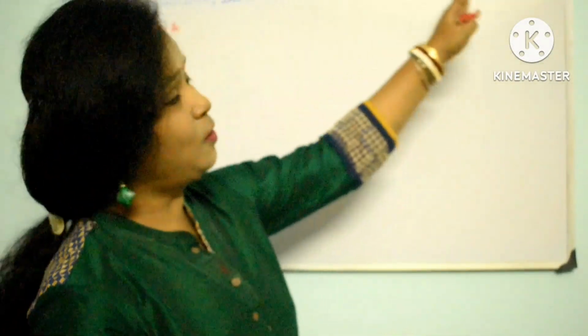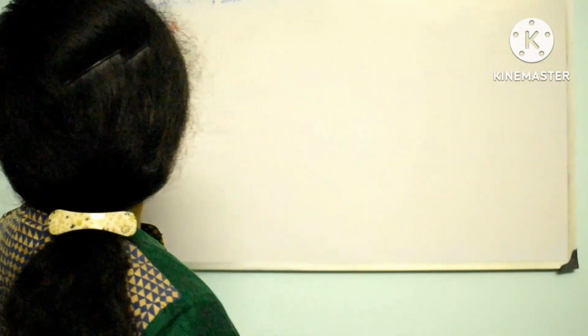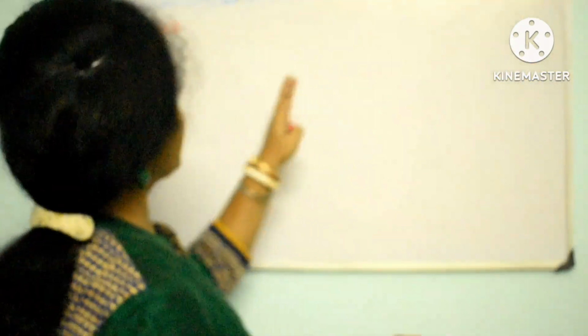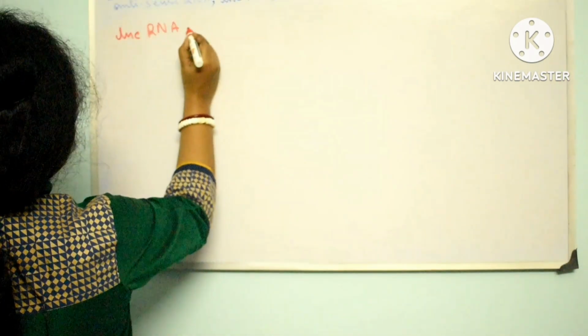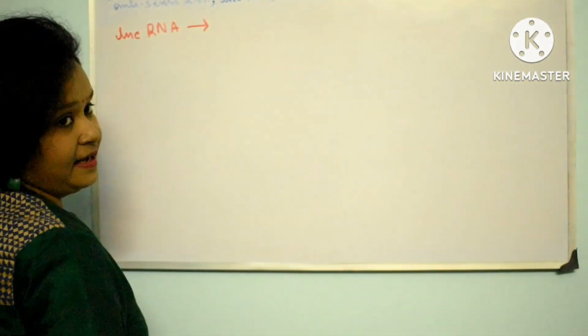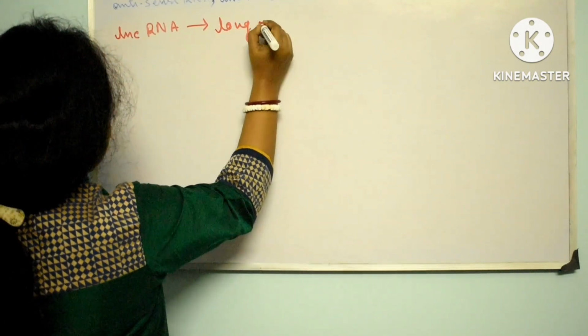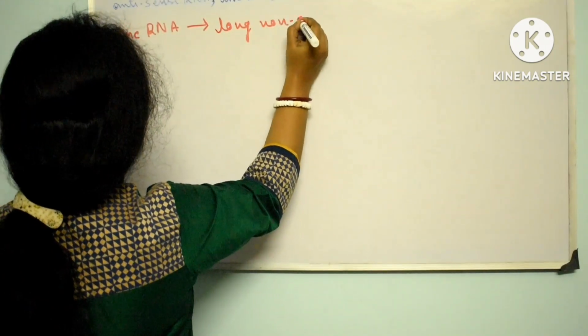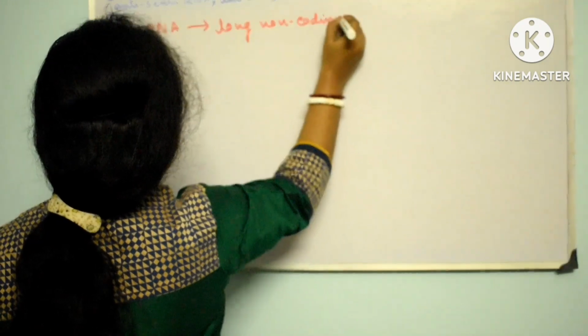Now, after discussing all of this, I am going to discuss the last type of this special RNA. That one is lncRNA, long non-coding RNA.